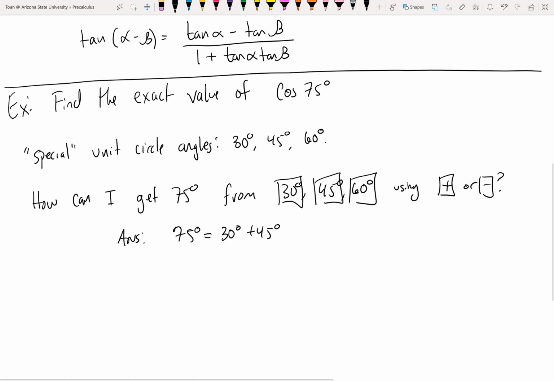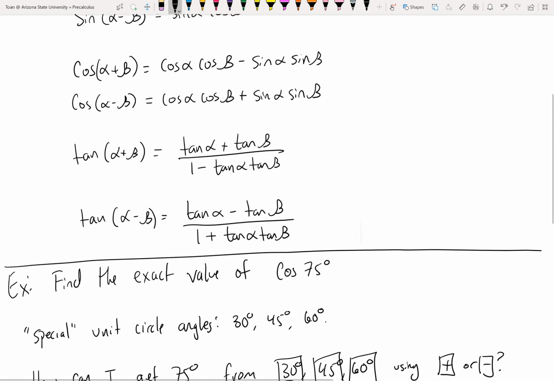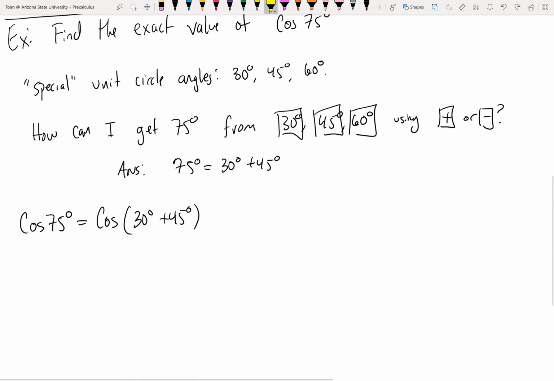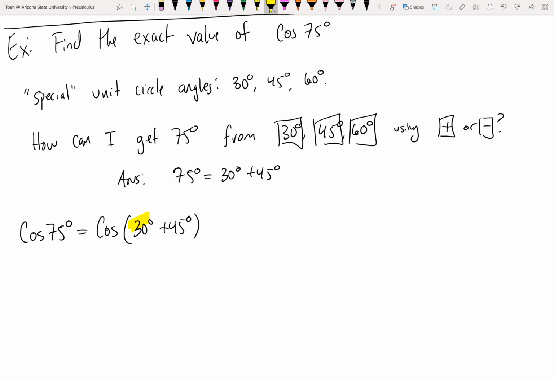So now we can answer the question. Cosine of 75 degrees is cosine of 30 degrees plus 45 degrees. That is a true statement. And notice we do have a pattern for that. We do have a pattern for cosine of something plus something else, right? So that's it. You're done, basically.